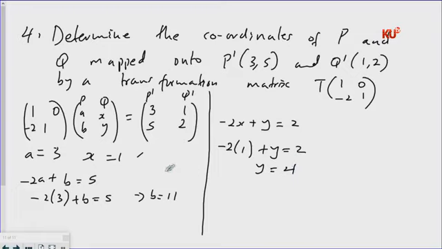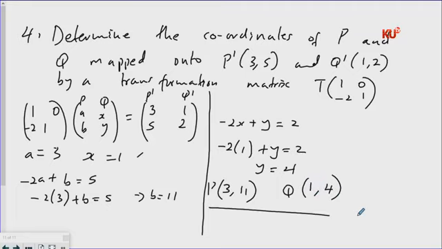4. And so we now write the coordinates. P becomes the ordered pair x, a and b. So now a is 3 and b is 11. Again, Q is the pair x and y. Now we have 1 and then 4. Those are the coordinates of the object P and Q.